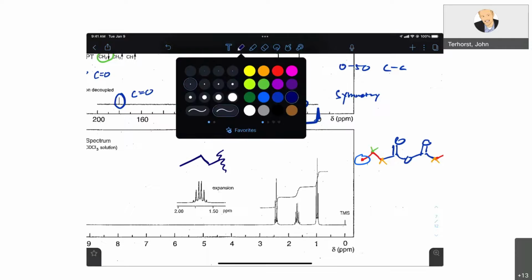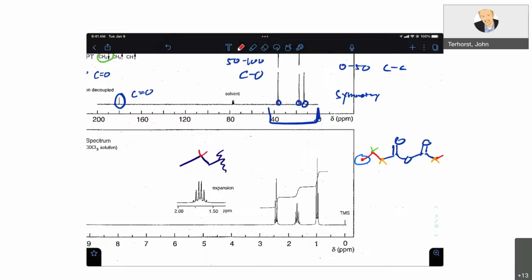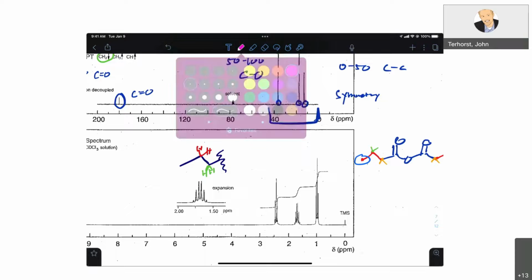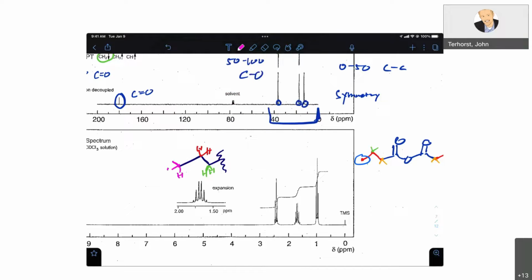So the reason this is a sextet is because these hydrogens in the middle would be adjacent to these two and these three, right? Hydrogens next to 5 will split into 6, the n+1 rule. So these guys in red would cause a sextet. Now, in theory, this chain could continue. You could have a longer chain than 3. And these would still be a sextet.